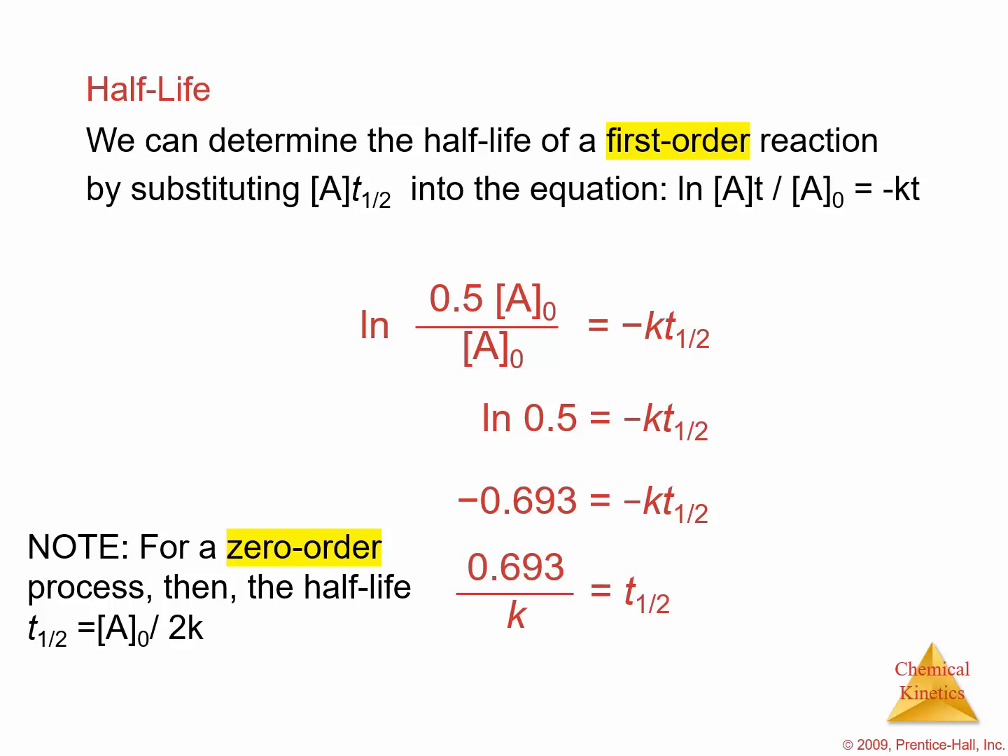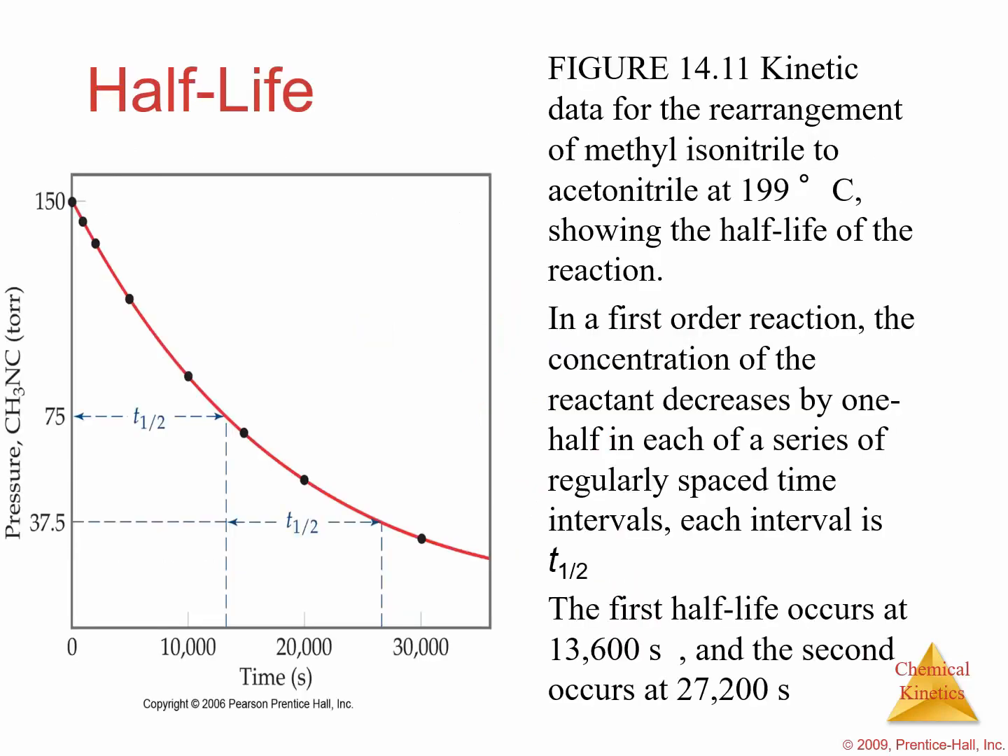However, for a zero-order process, the half-life equals the initial concentration of A divided by 2k, which means for a zero-order reaction, the half-life depends on the initial concentration of reactant. Now, in this figure, this is kinetic data for the conversion of methyl isonitrile to acetonitrile at 199 degrees centigrade, showing the half-life of the reaction.